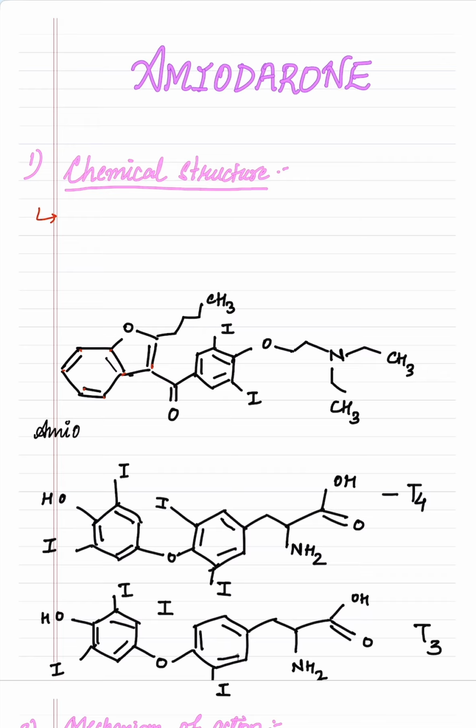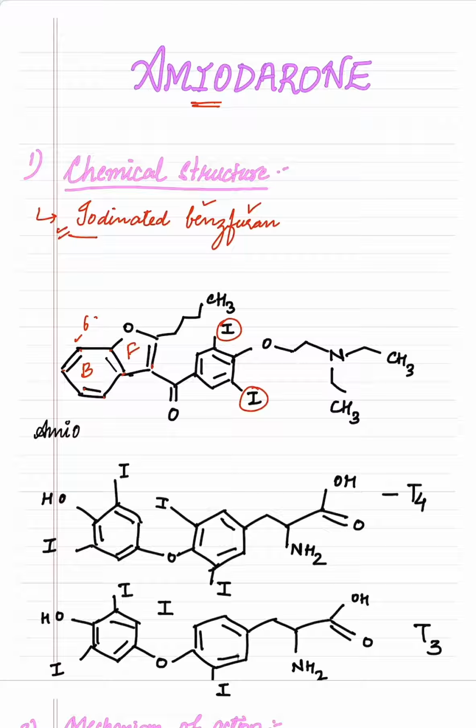So, structurally, amiodarone is an iodinated benzofuran. That is, it has iodine in its structure. So, you can remember an IO here and an IO there. So, there's the first and the second iodine in the amiodarone molecule. It is a benzofuran, that is, it has a benzene ring and it has a furan ring.